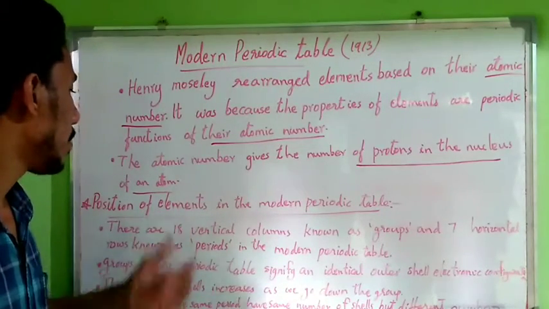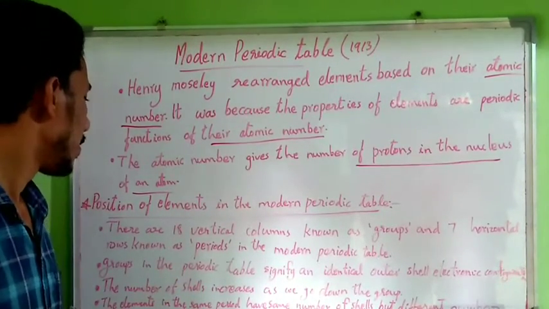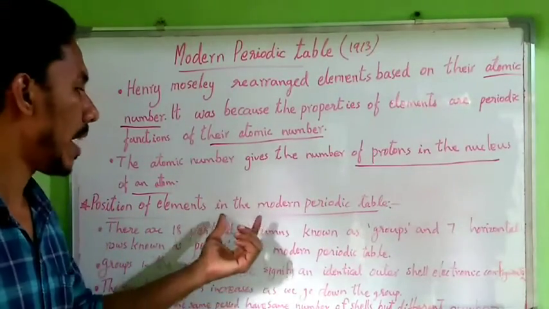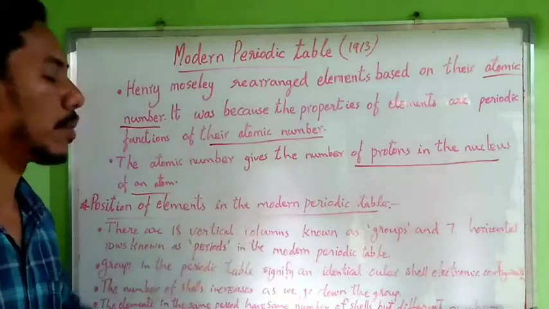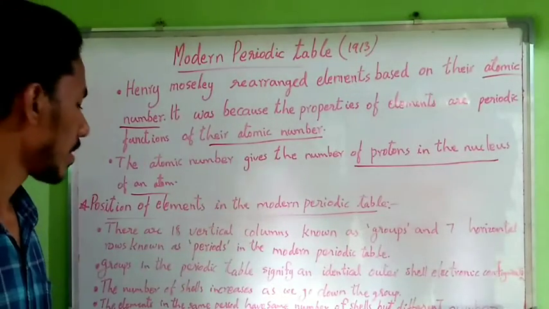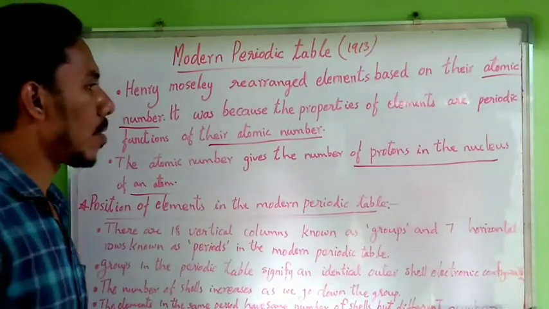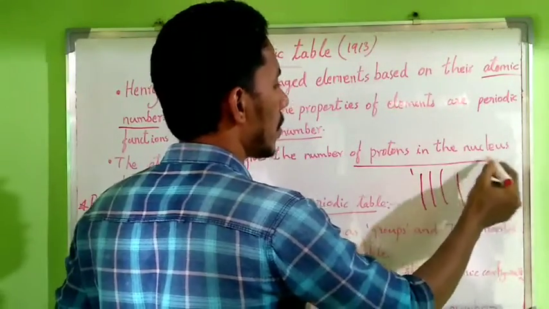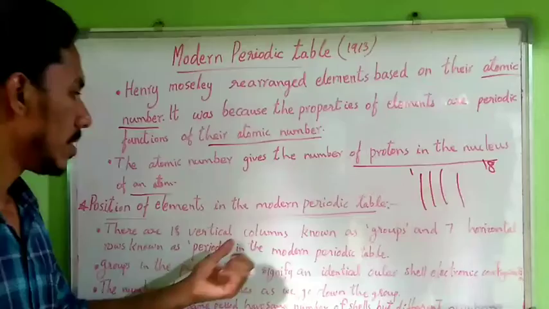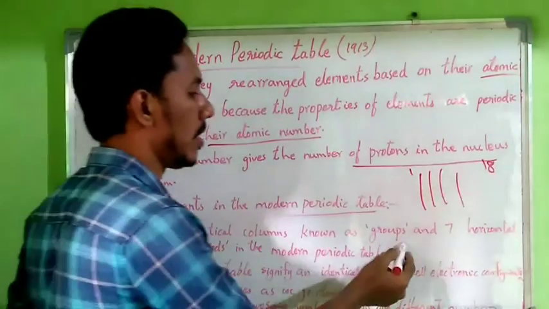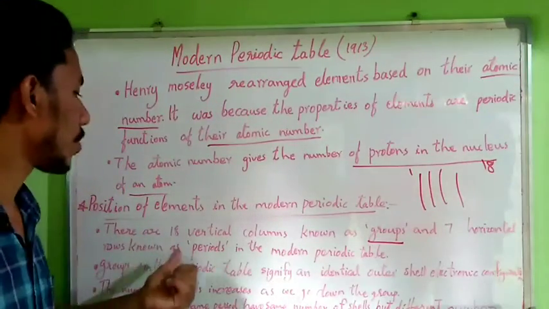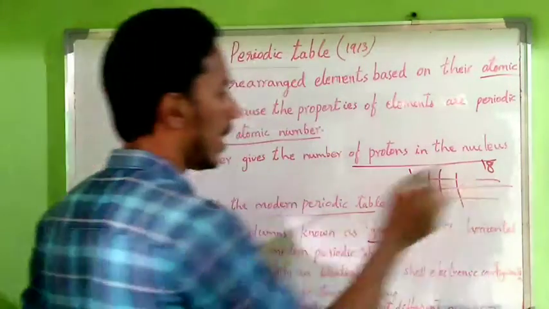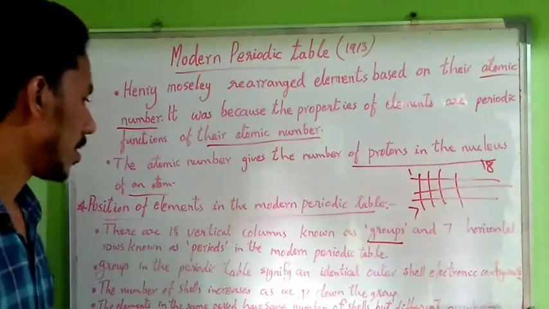Okay, then he explained the positions of elements in the modern periodic table. There are 18 vertical columns. These columns are known as groups, and there are 7 horizontal rows known as periods. 7 rows and 18 columns.